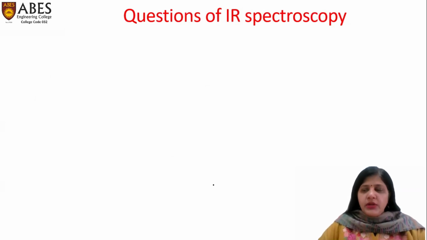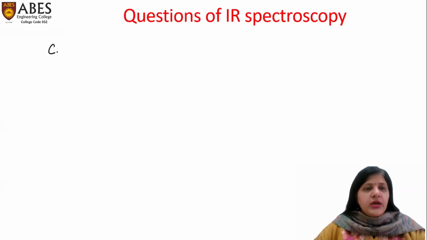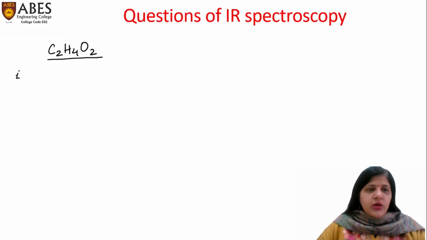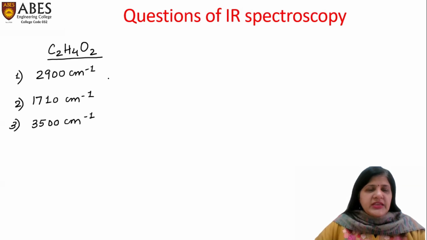If I take one more example, we have a molecule with the formula C2H4O2. The IR absorption bands corresponding to this sample are 2900 cm⁻¹, 1710 cm⁻¹, and one more band at 3500 cm⁻¹. These are the three bands which are given for this sample. First of all, we will identify these bands. Also, the result of a chemical test is given.